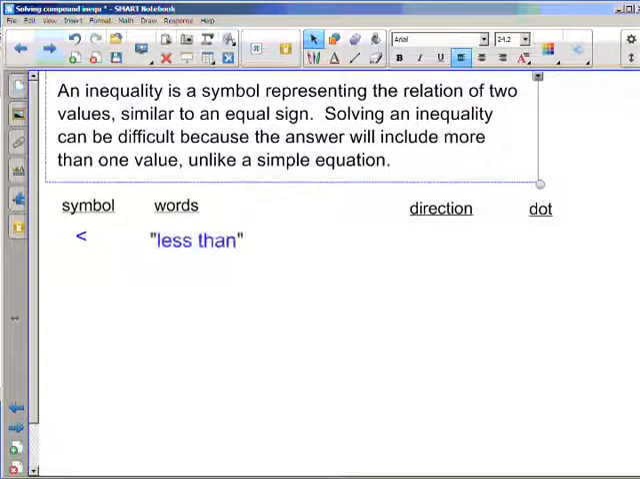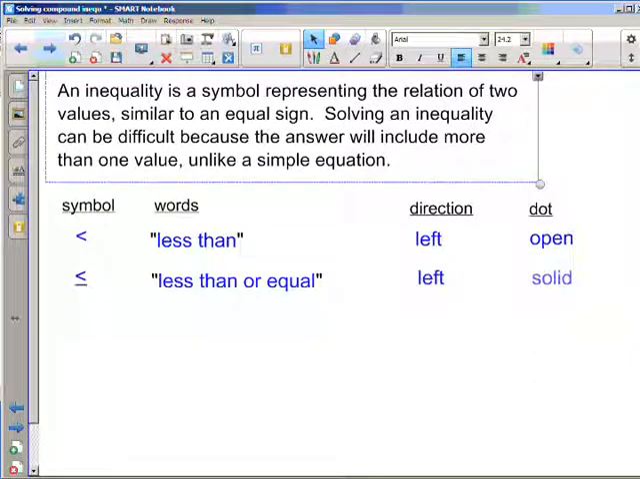So the symbols that we'll get familiar with, you probably already know what this is. It is a less than. If we were doing a number line, we would see that it draws a line facing left, or in many ways you can just look at the direction of the symbol. It points to the left. And in this case, since there's not an underline for it, it would have an open dot when we graph that. For less than or equal, it also goes to the left, but instead of an open dot, it would be a solid dot.